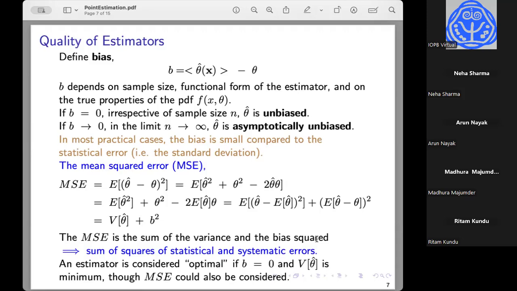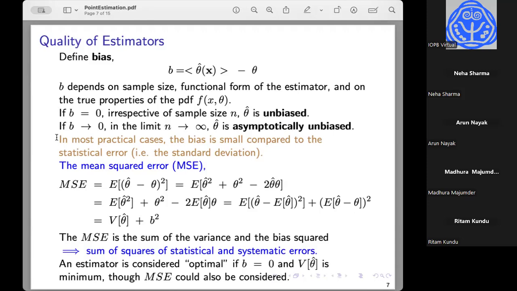Now if this bias is 0, that means you do not have any bias, irrespective of the sample size n, then theta hat is usually called unbiased. In the other case, if b tends to 0 in the large sample limit, when n tends to infinity, then theta hat is called asymptotically unbiased. Again, you can see that we use asymptotically when we talk about large samples.